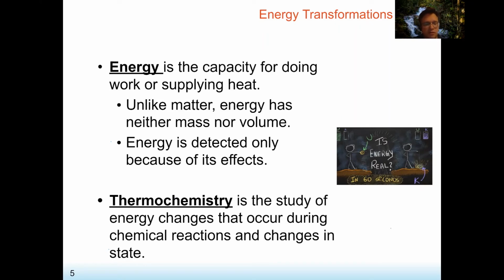Energy is only detected because of its effects. There's a link to a video here that talks about the fact that since energy is hard to define as an actual thing, it's easy to think about it not being real. It is detectable when something happens. Thermochemistry is a study of energy changes that occur during chemical reactions and also in changes of state, although we may or may not be able to get to state changes during this unit.